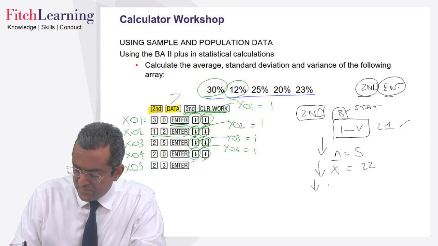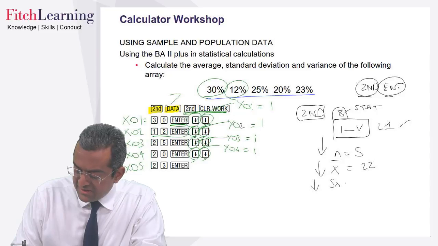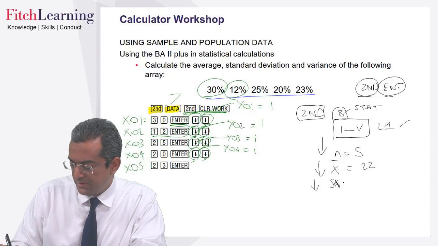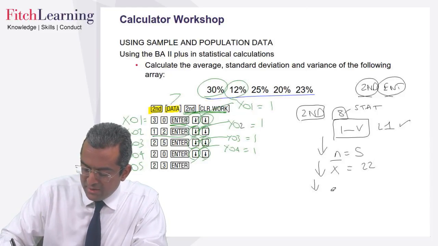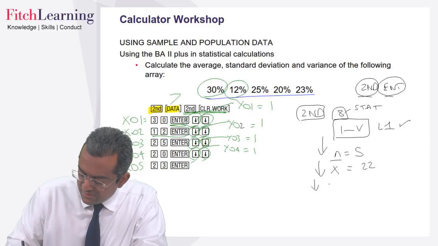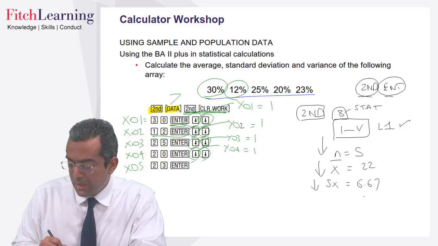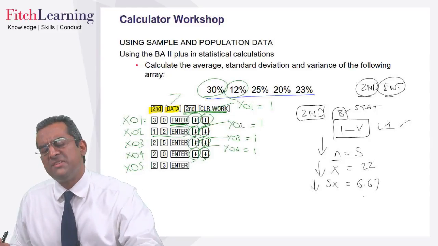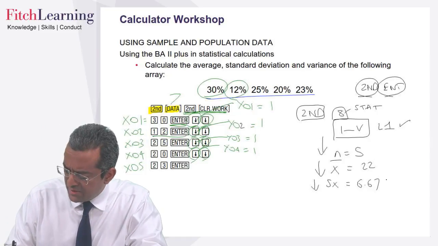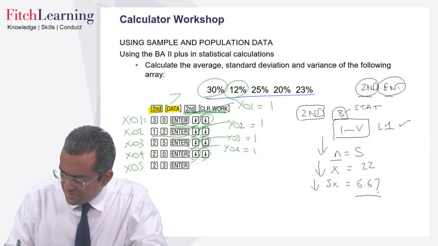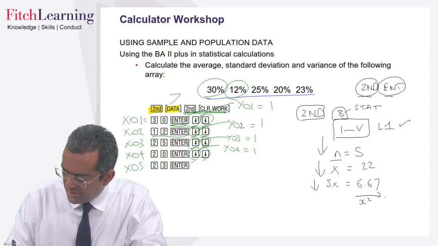Down arrow again. SX, guys, is the sample standard deviation. Now, usually in stats we want to work that out. This is giving it to you directly. Sample standard deviation is 6.67. What is variance? Variance is standard deviation squared. So if you want to work out variance, you just press the X squared button right now. That's going to give you S squared.